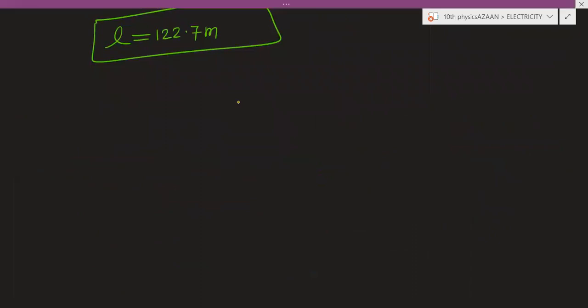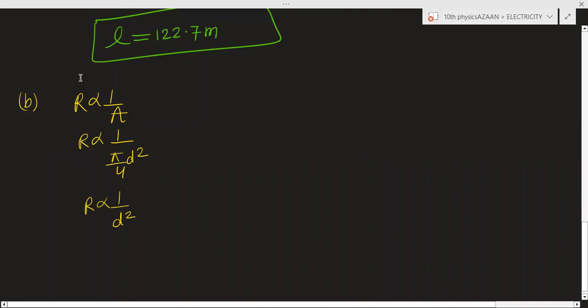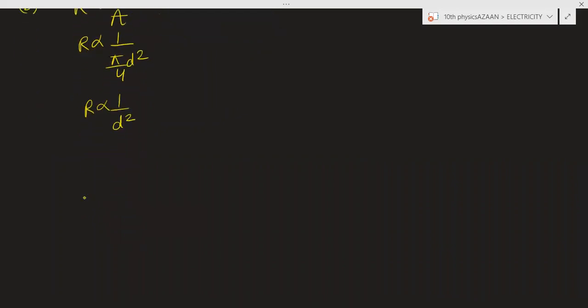So we know that resistance is inversely proportional to area. And what is area? Area is pi by 4 into diameter square, and pi by 4 is constant. So resistance is inversely proportional to 1 upon d square. So if the diameter becomes double, resistance will become 1 by 4th.